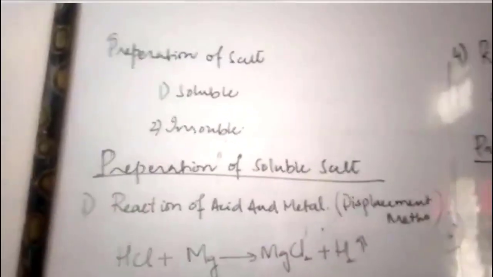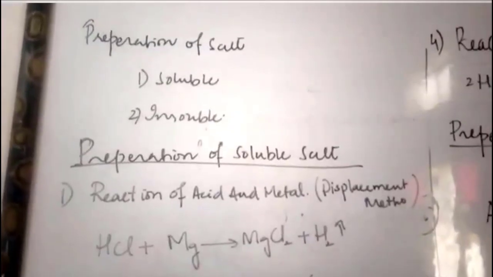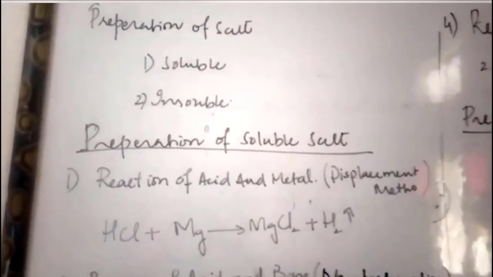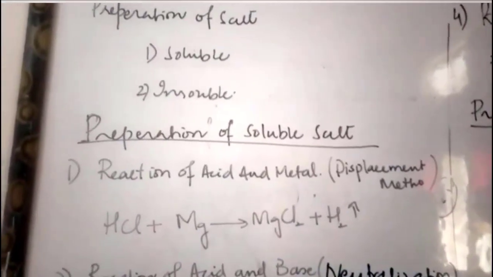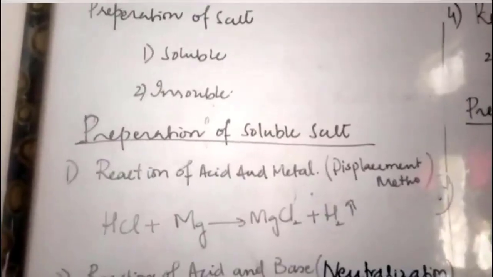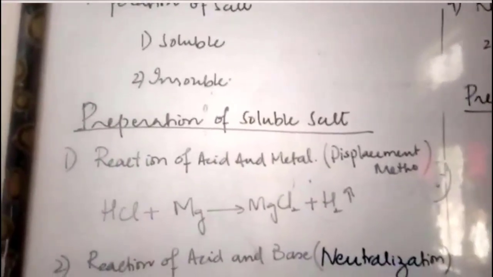Now we are going to prepare the salt. The first one is the preparation of the salt. We have 2 types of salt. Those which are water soluble are known as soluble salts. Those which are water insoluble are known as insoluble salts. So we have methods for the preparation of soluble as well as insoluble salts.